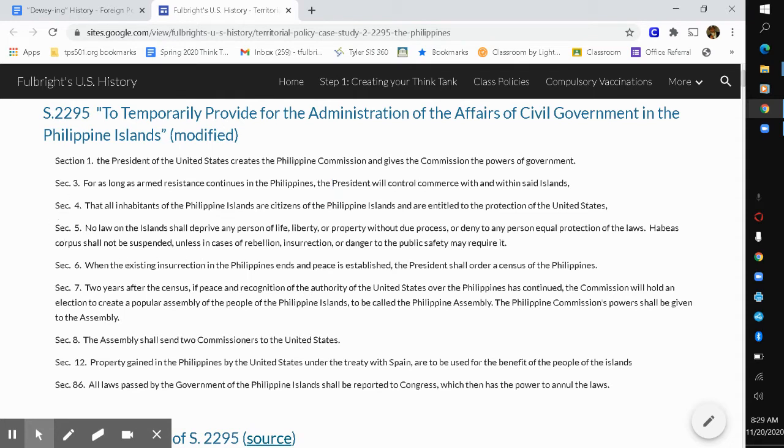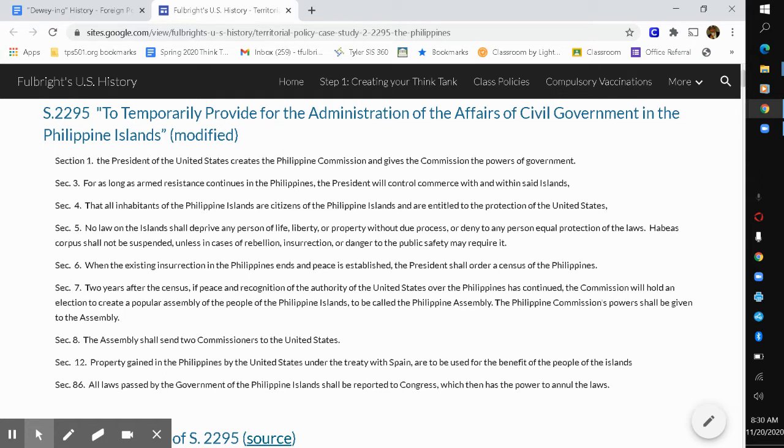Section 4. That all inhabitants of the Philippine Islands are citizens of the Philippine Islands and are entitled to the protection of the United States. Remember that if they're citizens of the Philippines, their rights are going to be different than citizens of the United States.